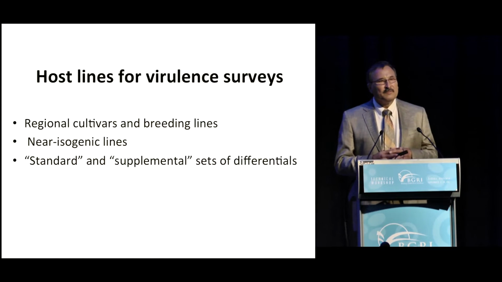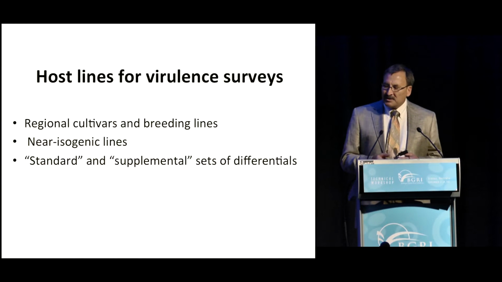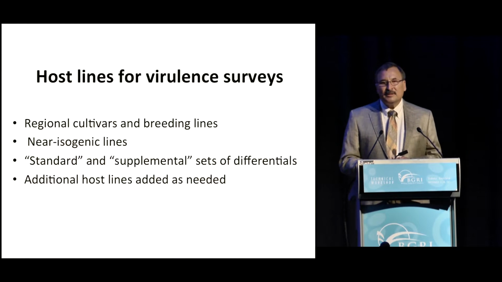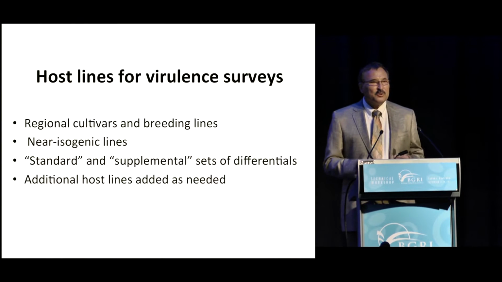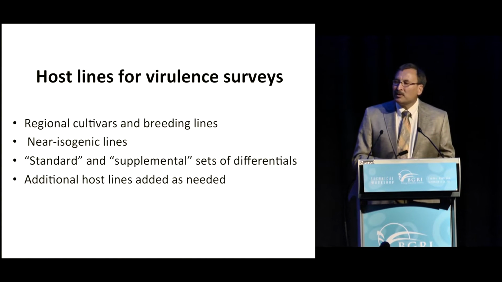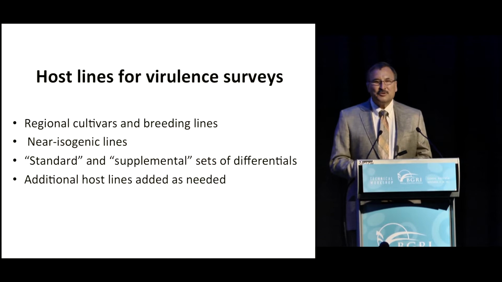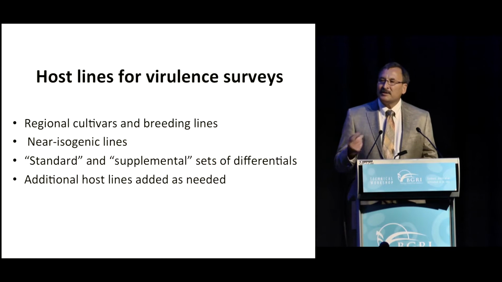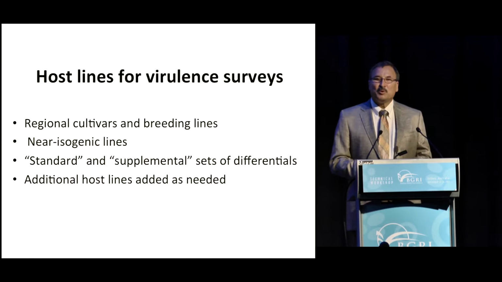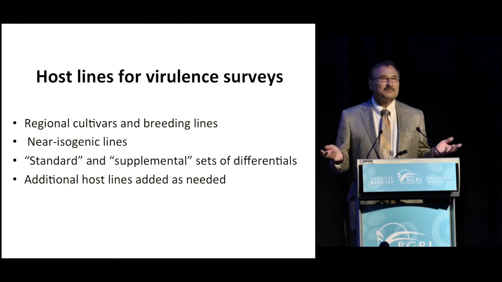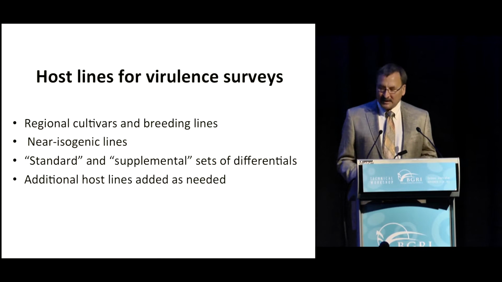So regardless of the type of line used, the lines were organized into standard and supplemental sets of differentials. And periodically, additional host lines would need to be added to account for new resistances that were being used. But it's important to remember that the number of possible races is 2 to the nth power, where n is the number of differentials. So for each added differential, the number of possible races doubles. So for a set of 20 or more differentials, it's easily possible to identify millions of races. So that can quickly get out of hand.